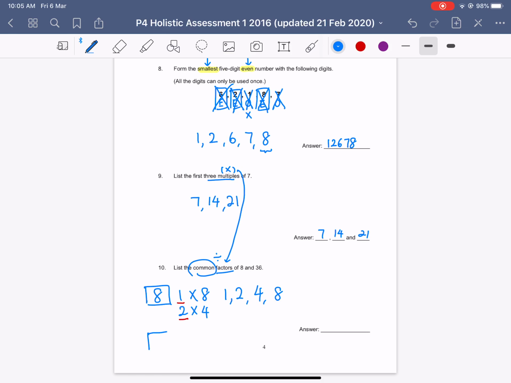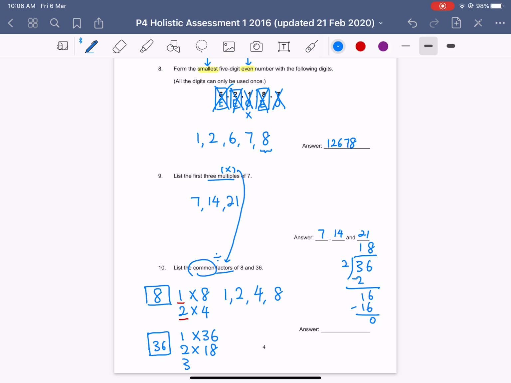Now I do the same for 36, which is quite a big number, so I may need a little more time. Always start with 1 first. 1 times 36. 2 times 18. Well, if I'm not good with mental sum, I can always try to do a division. It's okay to spend time doing it slowly. So that's how I know it is 18.